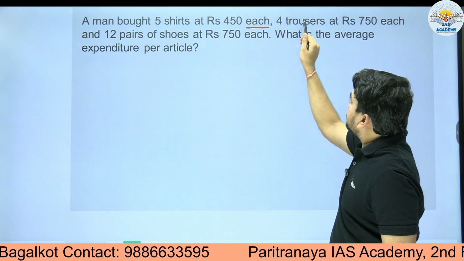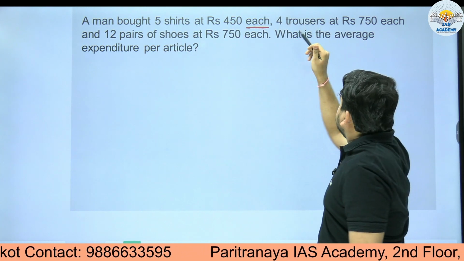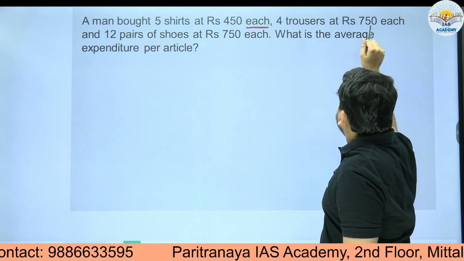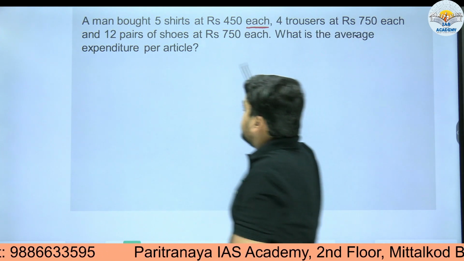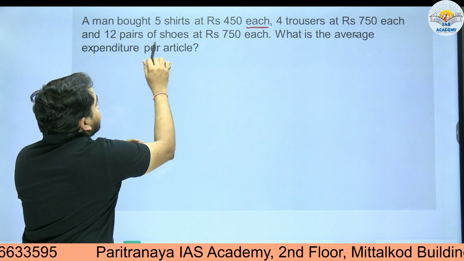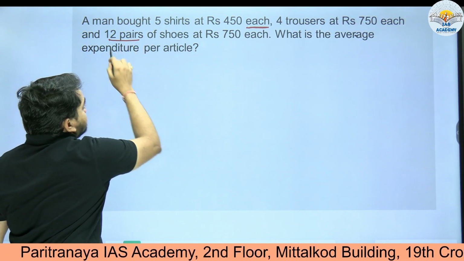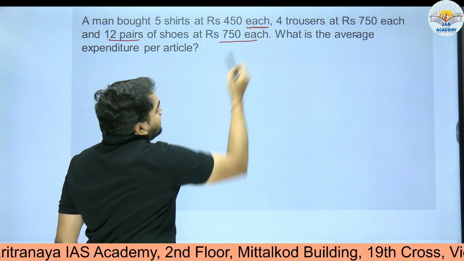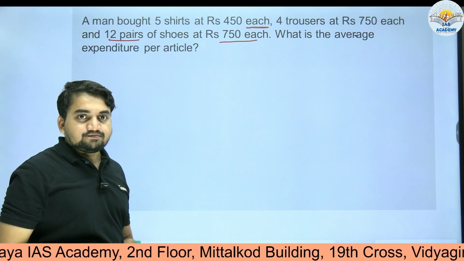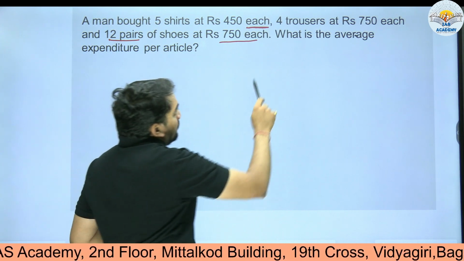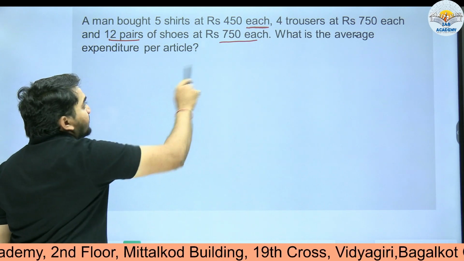Similarly, 4 trousers, that is gents pants, at rupees 750 each. Again, this is also each. Again, for this also, 12 pairs of shoes, 12 pairs. Okay, so for each pair it is 750. Okay. And next, what is the average expenditure per article?